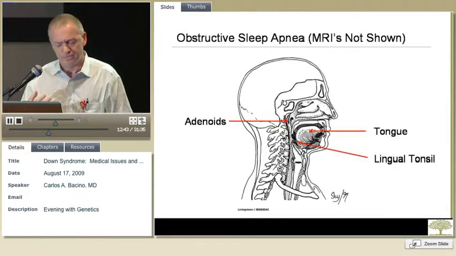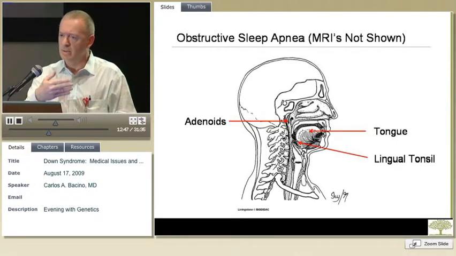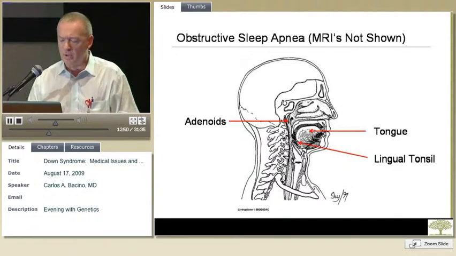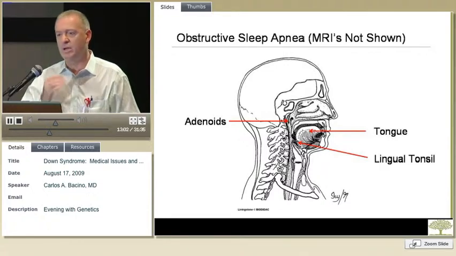These are just examples of MRI side views of different situations. This is what is called the lingual tonsil, these are the adenoids, and sometimes you can have a fairly low tonsil.